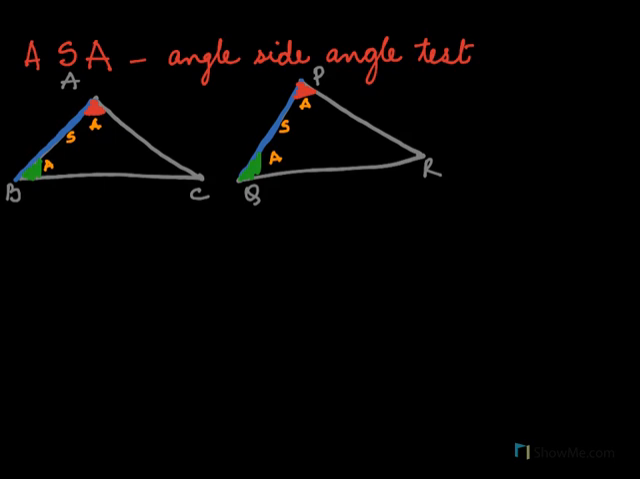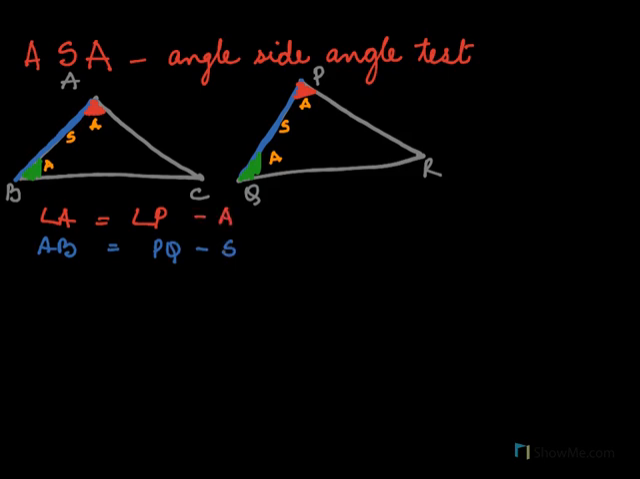So here if I were to write now, I will say angle A equal to angle P, both are in red, then side AB equal to side PQ, that gives me a side.